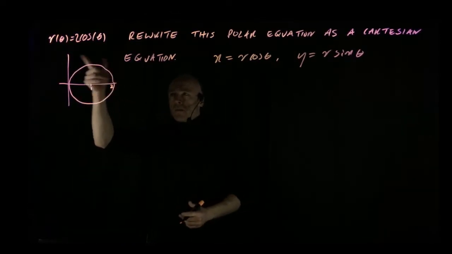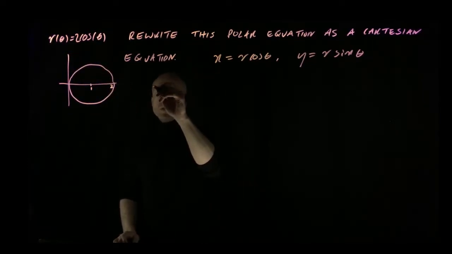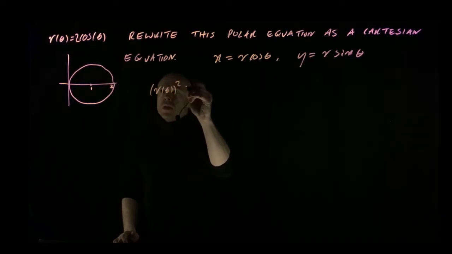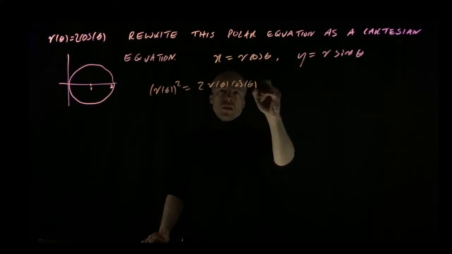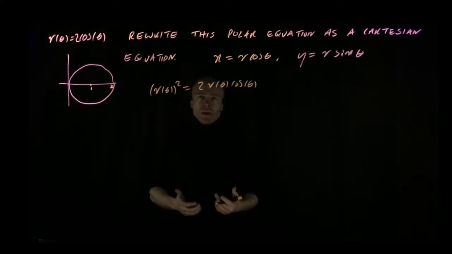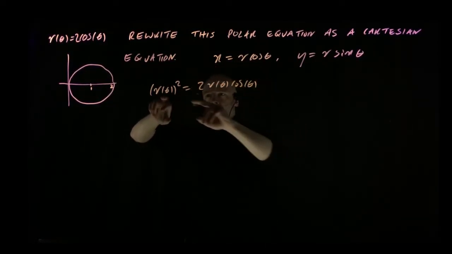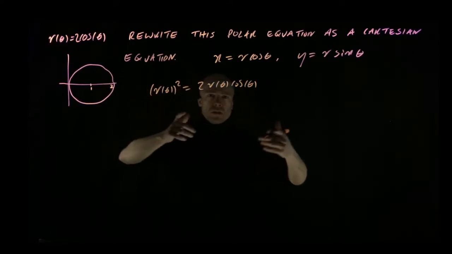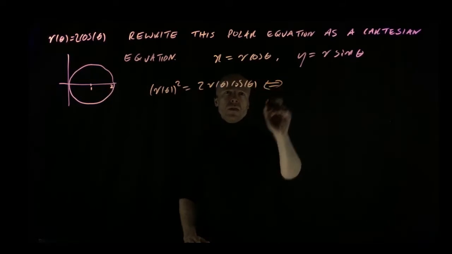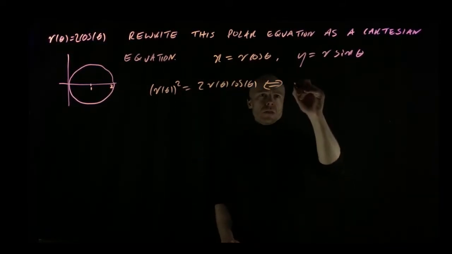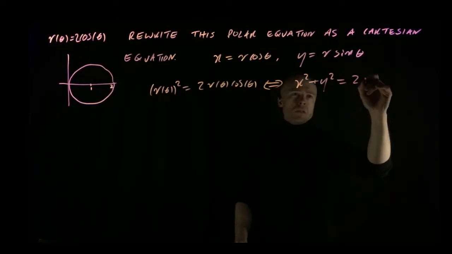So if you look at this guy right here, the natural thing to do is to multiply by r, right? So if we multiply by r, so if r squared equals 2 r of theta cosine of theta, then we start to feel happier because this r cosine of theta, we can now think of this as just being x. R squared, well, r is just square root of x squared plus y squared. So this thing, when you write it in Cartesian equations, it's just going to be x squared plus y squared is equal to 2x, right?